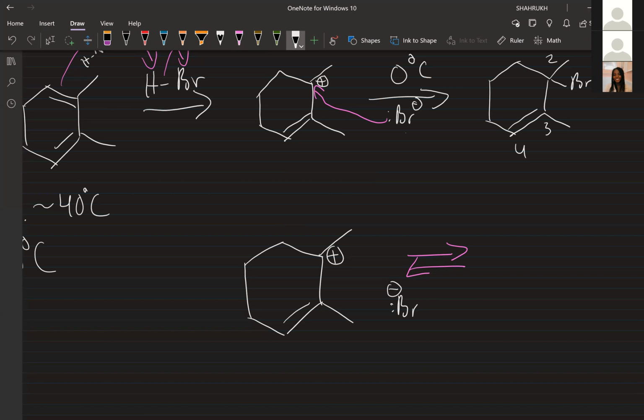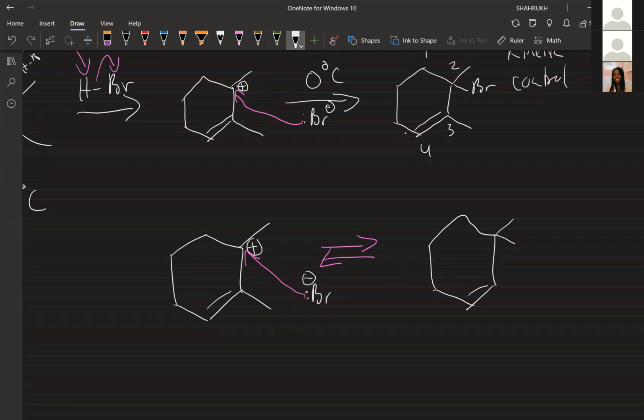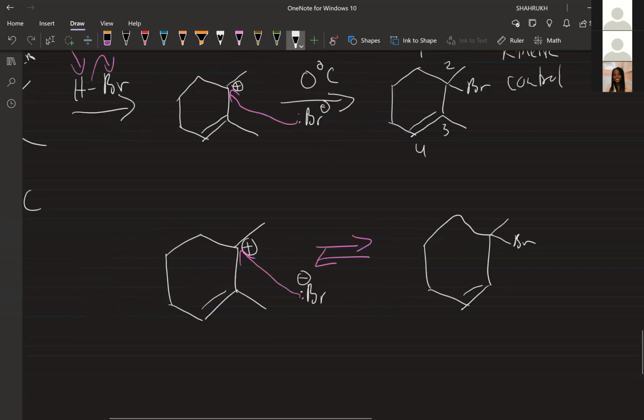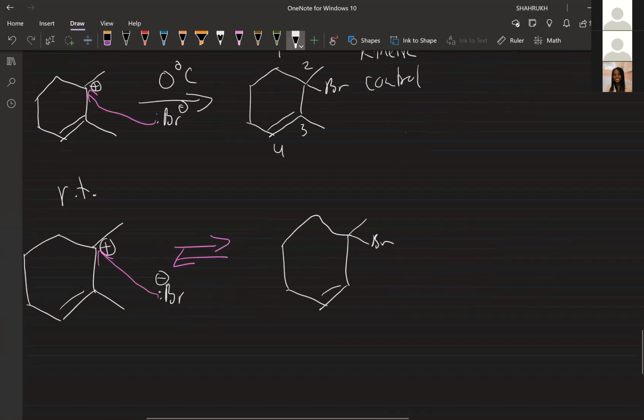Okay, so this step, technically, I just want to show this because this is what's actually happening, right? The Br is still going to attack at this position, right? Because of the proximity effect, right? So you do get this happening, right? But now because you're at room temperature, right? Once again, this is all occurring at room temperature or 40 degrees Celsius, right?